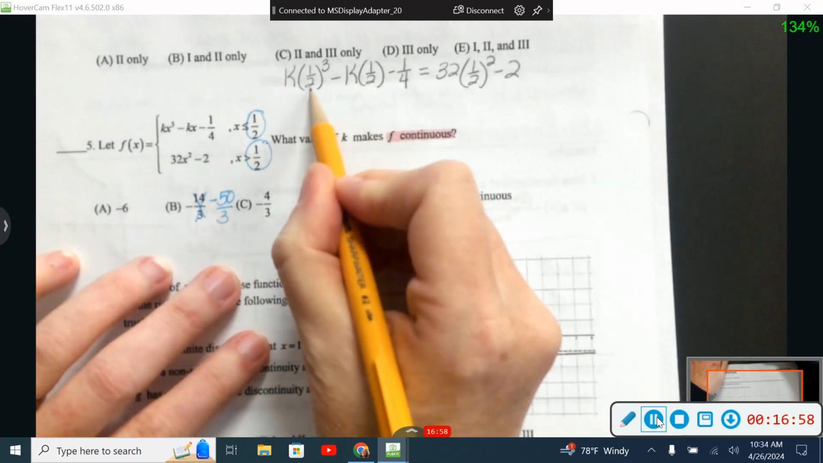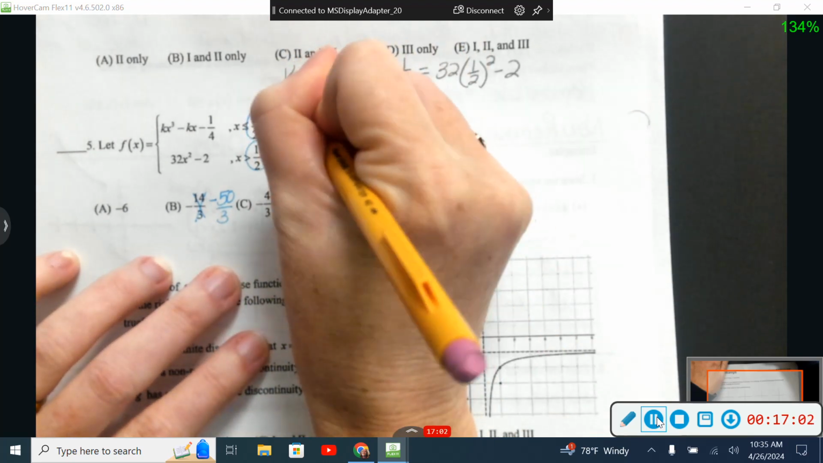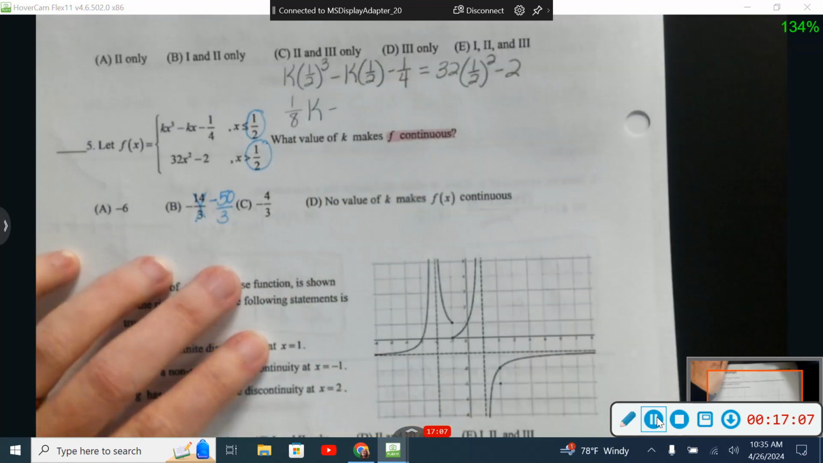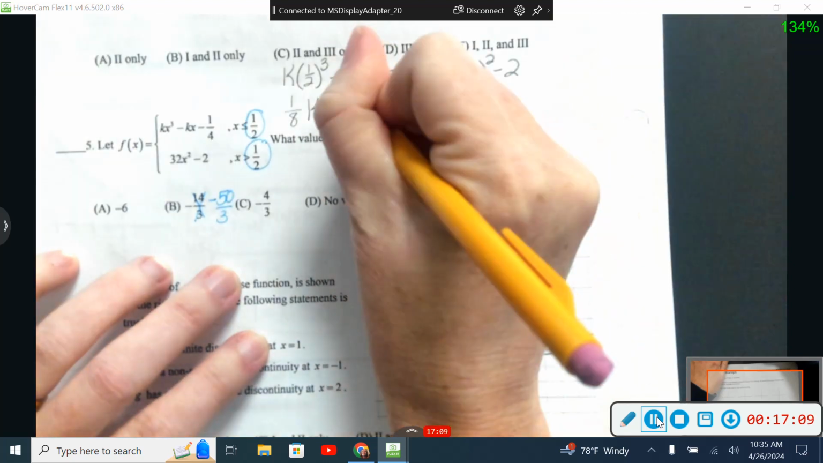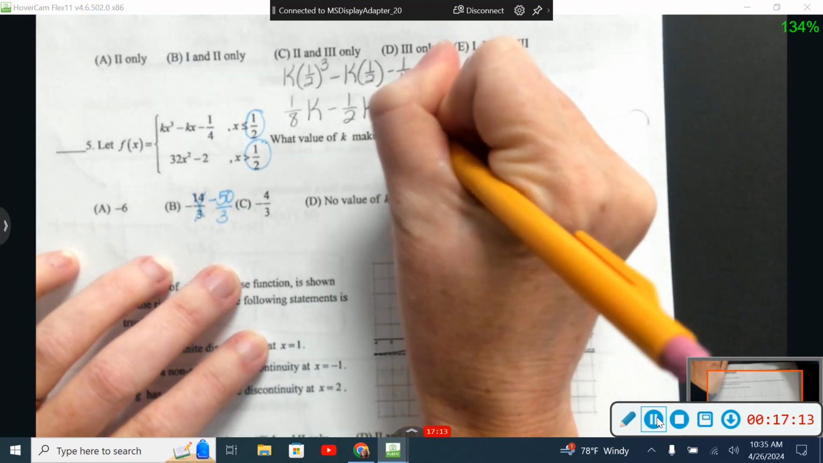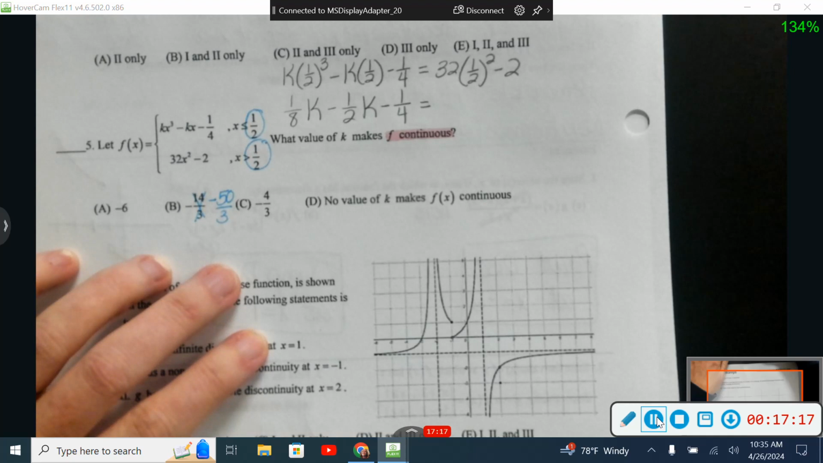I'm going to cube my 1/2. When I cube that, I'm going to cube the top, and I'm going to cube the bottom. So that's going to give me 1/8 k. I'm going to keep my 1/2 k and my 1/4. I'm going to go through and get rid of all those fractions here in just a second. So hold on to that for just a minute.